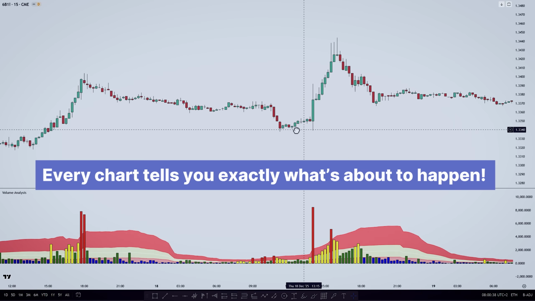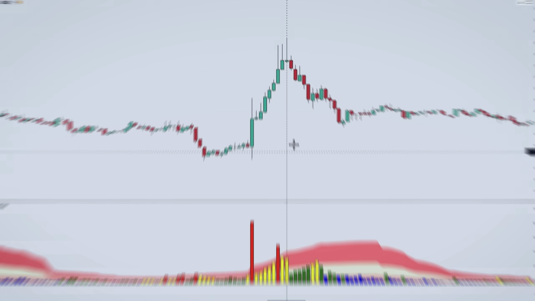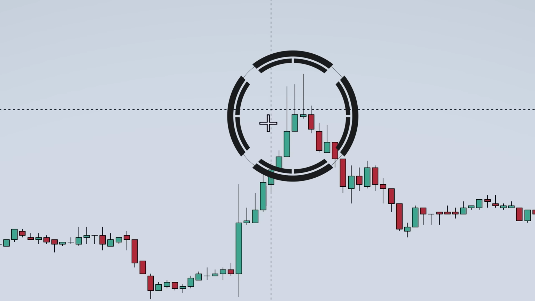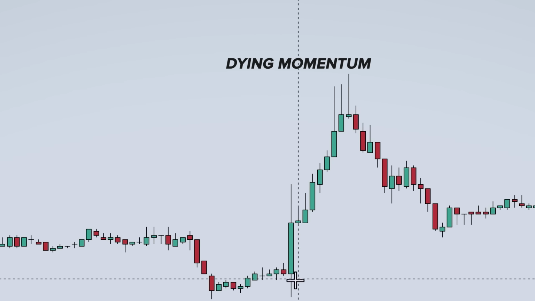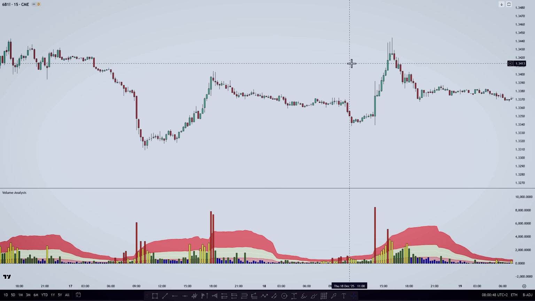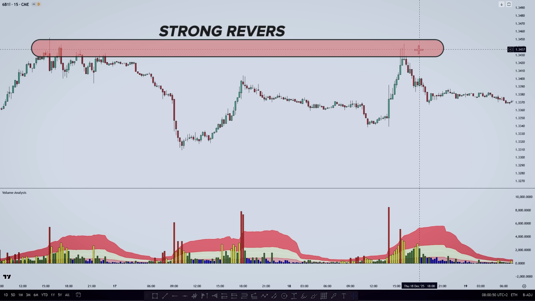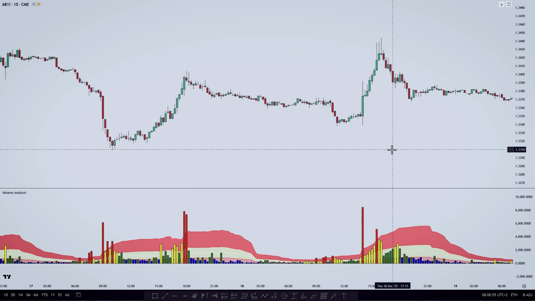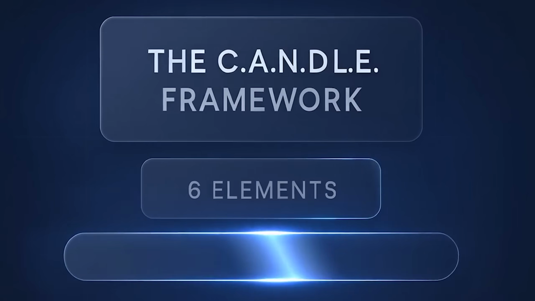Every chart tells you exactly what's about to happen. This candle cluster, that's dying momentum. This volume spike, that's clear confirmation. What about this level? This is a strong reversal zone. You just need to know what to look for. I call it the candle framework.